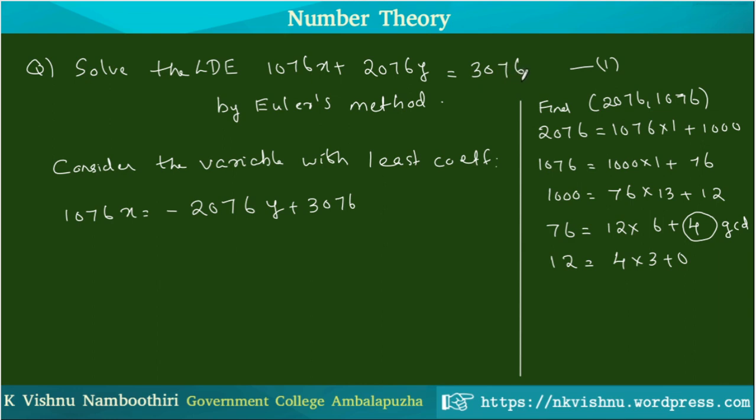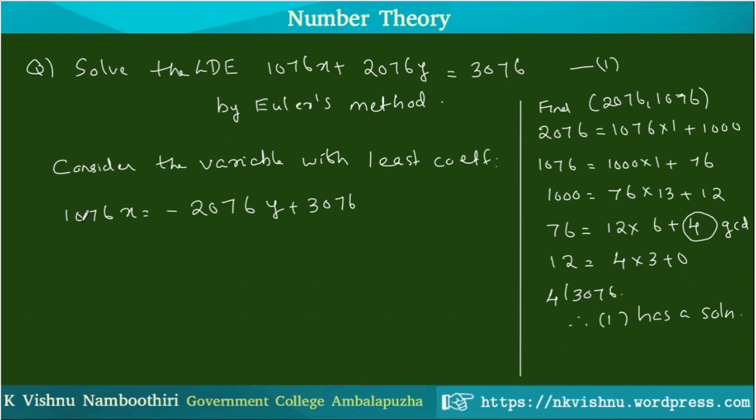Now 76 is a multiple of 4, and for checking if a number is a multiple of 4 or not, it is enough to check whether the last two digits is a multiple of 4 or not, and therefore 3076 turns out to be a multiple of 4. 4 divides 3076, therefore equation 1 has a solution, that is guaranteed. Okay, now we are trying to find out that solution.